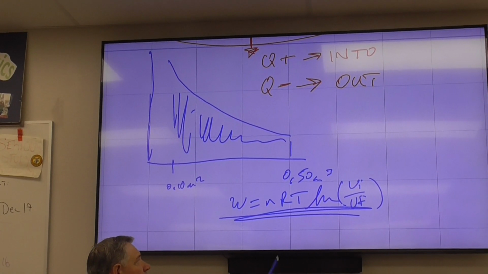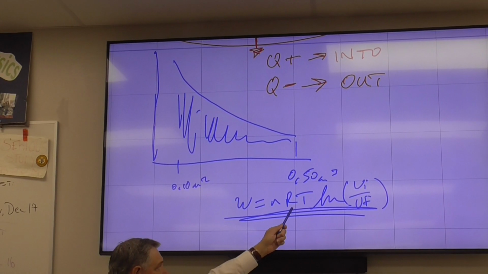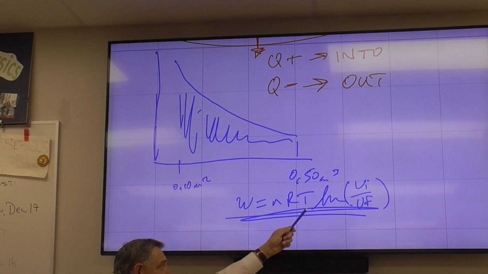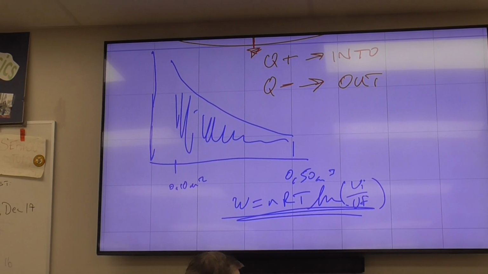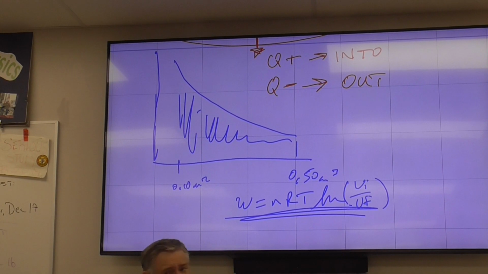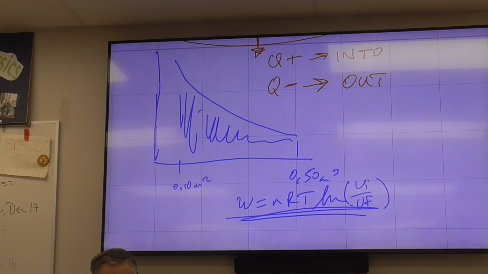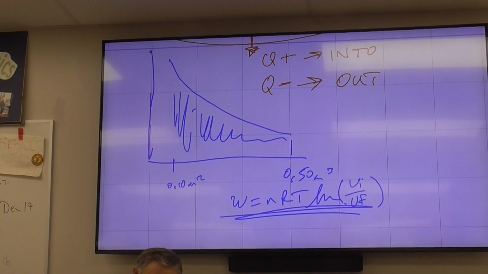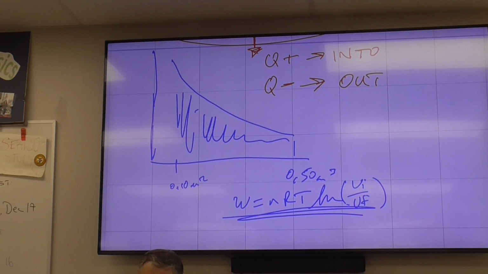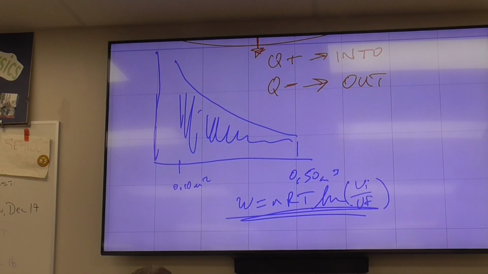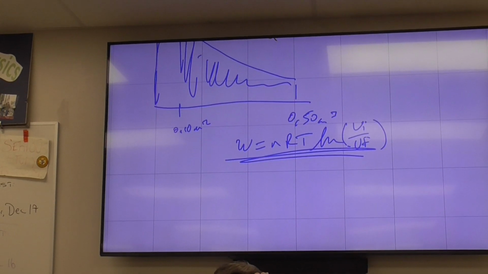Now, n is the number of moles. R is just R. Temperature has to be in Kelvin. Now, let's have a quick refresher of natural logs. What if my volume initial is the same as my volume final? The natural log is 0. So guess how much work is done? 0. So this equation produces a value of 0 if your volume initial and your volume final are the same thing.